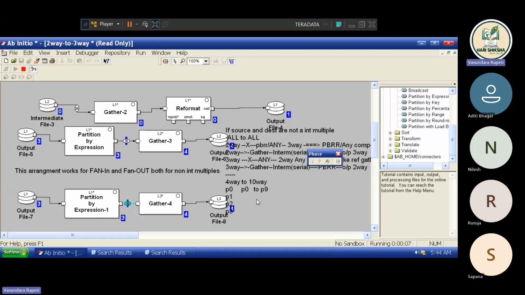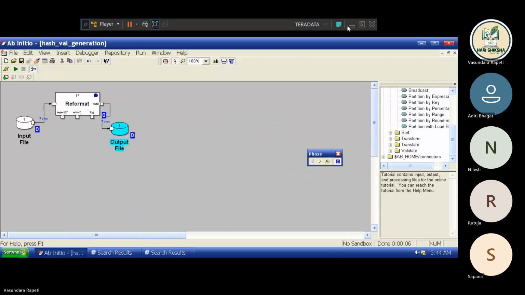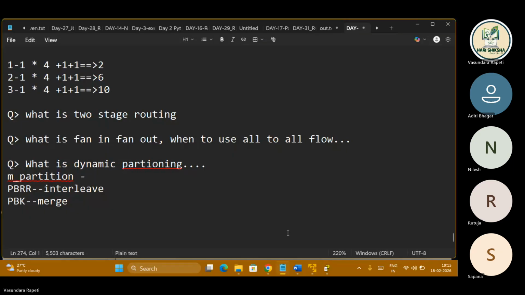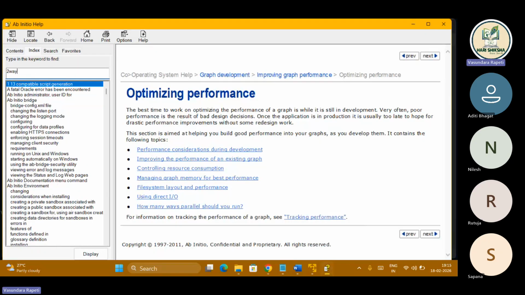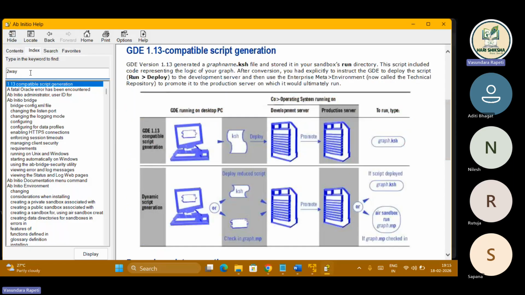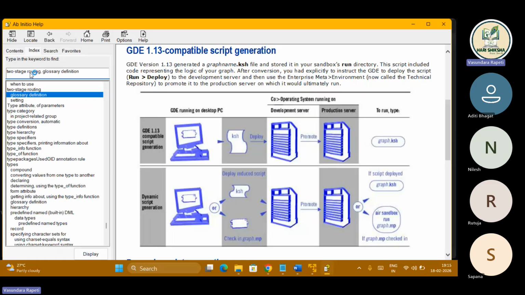And what is the usage of that? I will just explain that. One minute. Here, just convert the all-to-all flow into two-stage routing. Where to search? One second. Not two-way, two-stage.